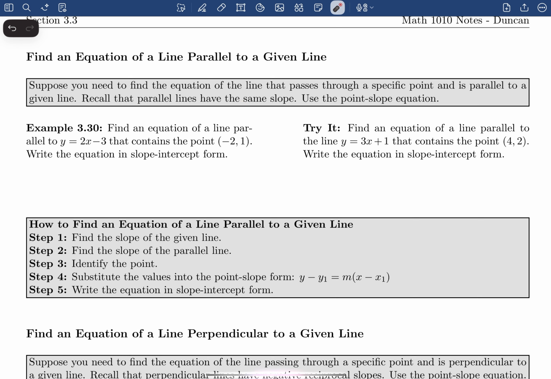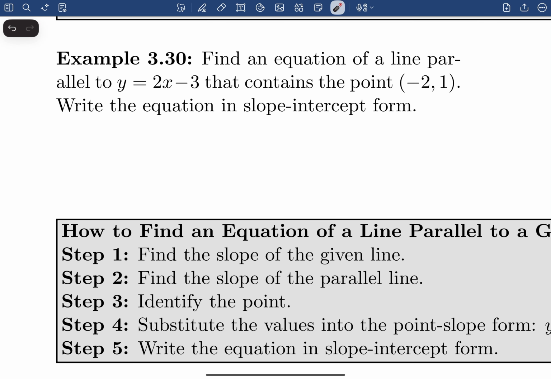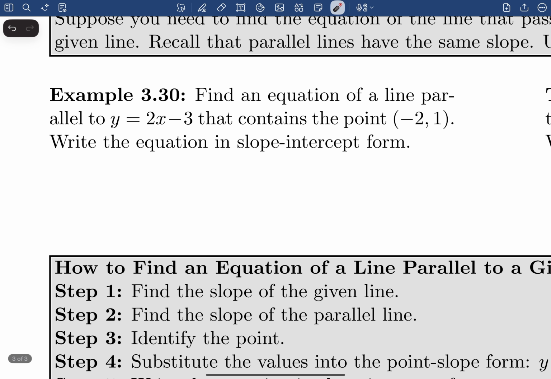Okay, so let's use the point slope equation based on this information. Example 3.30 says find an equation of a line parallel to y equals 2x minus 3 that contains the point negative 2 comma 1, and write the equation in slope-intercept form. Great. Since we know that the line has to be parallel to this line, we know that its slope must be 2. Parallel lines have the same slope.